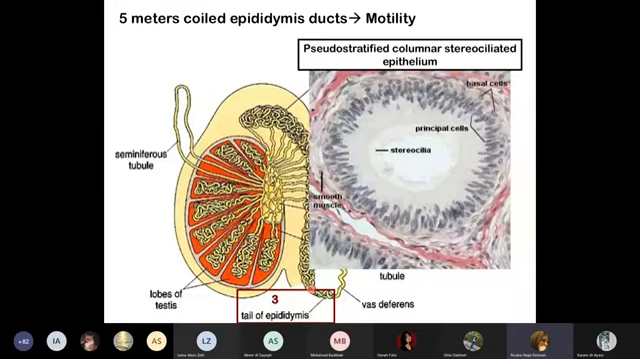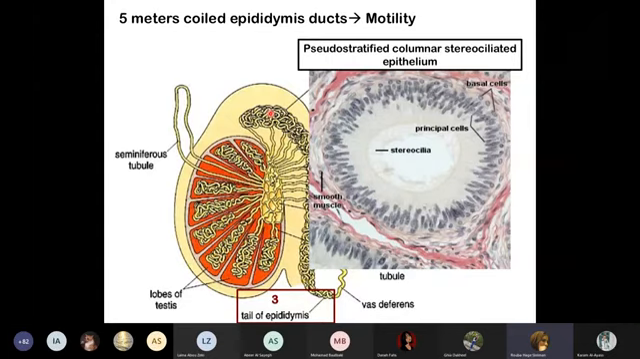Now, what is the wall of the epididymis like? This epididymis tube has a wall with an epithelium lining it. The wall of the epididymis is surrounded by a pseudostratified columnar epithelium.